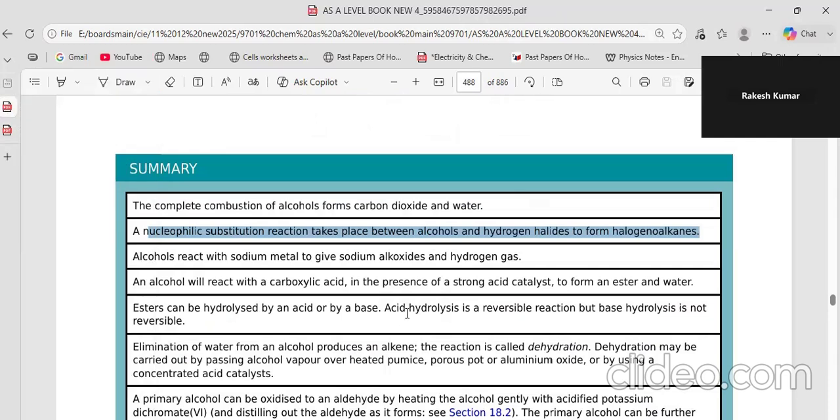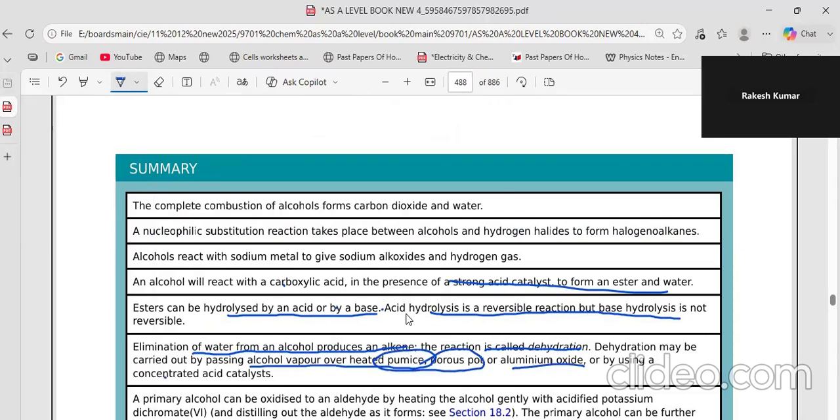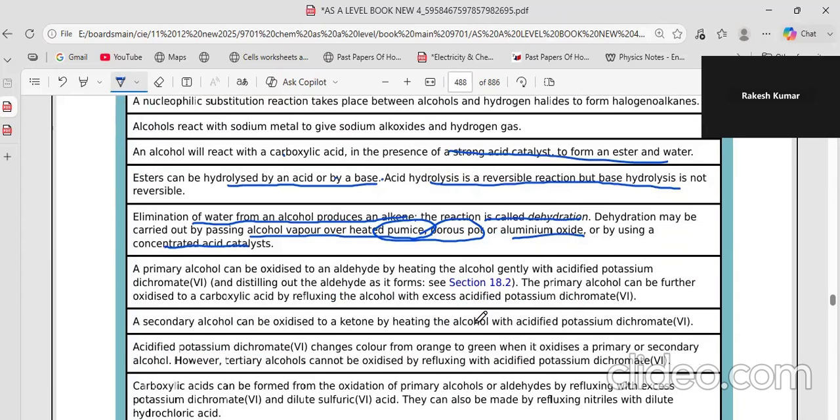So we have been doing this. Alcohol reacts with sodium to give sodium alkoxide and hydrogen, and alcohol reacts with carboxylic acid in the presence of acid catalyst to form esters and water. Esters can be hydrolyzed, a reversible process, by acid or base. Elimination of water produces alkene. This reaction is dehydration. This can be achieved by passing alcohol over heated pumice or aluminum oxide, by using concentrated acid catalyst, or by using acid.